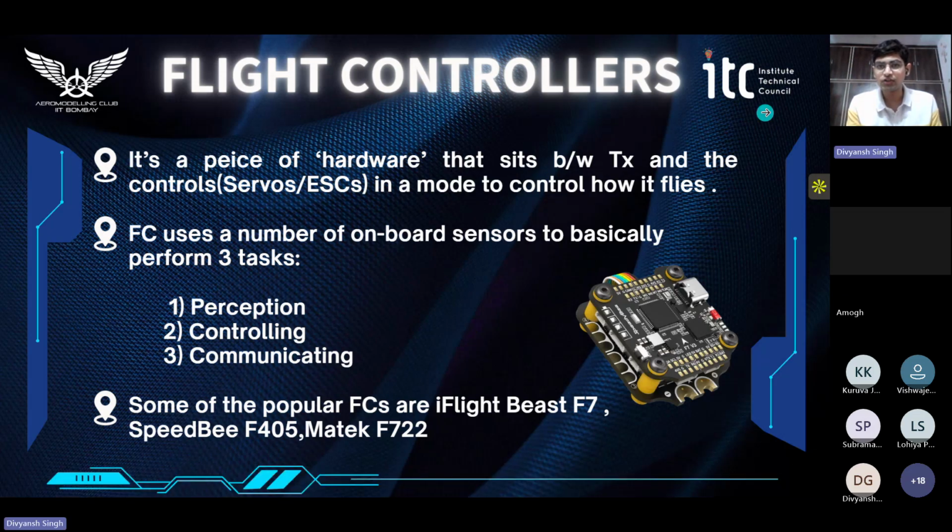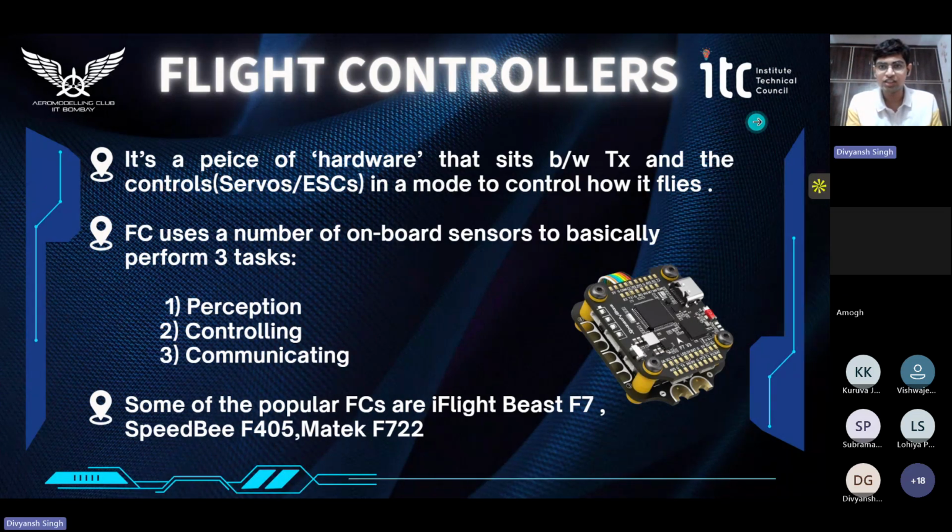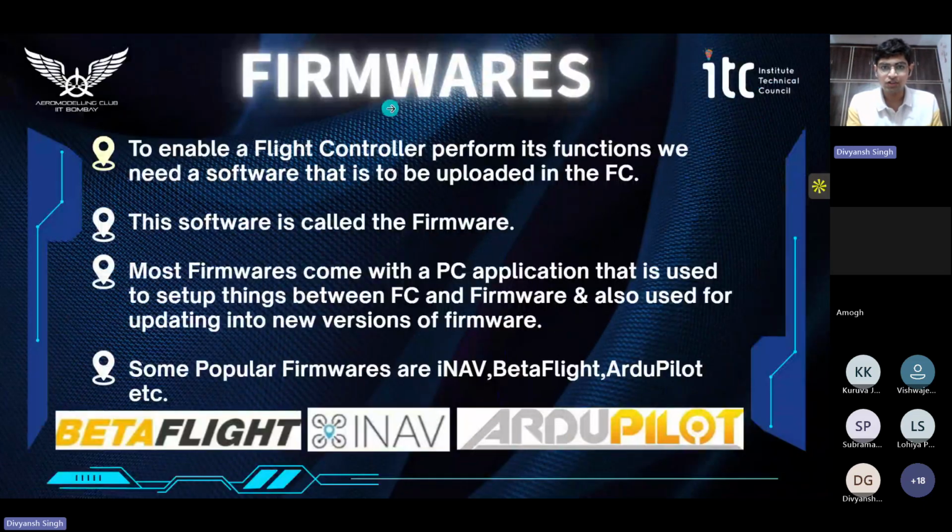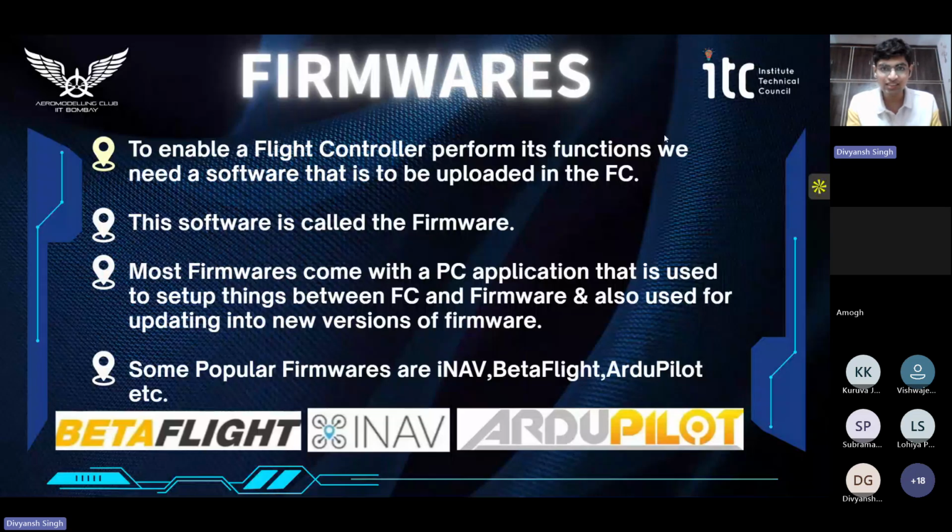Now let us move forward to the next thing, which is firmware. The topic here, INAV, which we'll be covering in detail in the later slides, is basically a firmware. Now, what does a firmware do? To enable a flight controller to perform various functions, to add certain features to your flight controller, and to guide how your drone or fixed wing aircraft will act when it is in the air, we use a firmware.